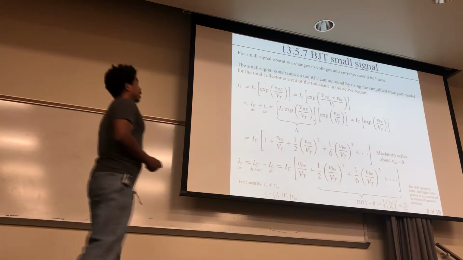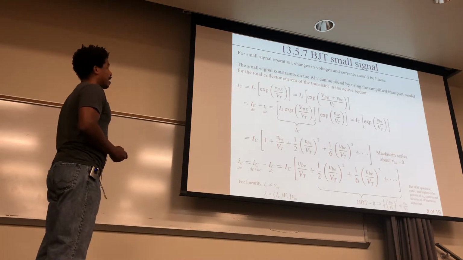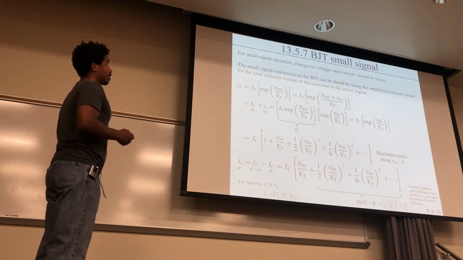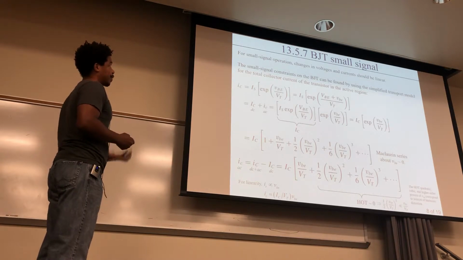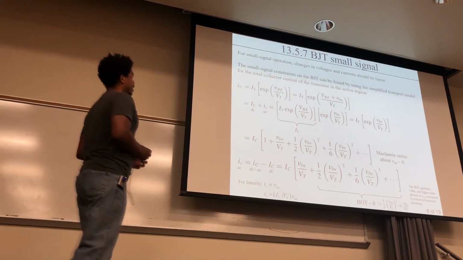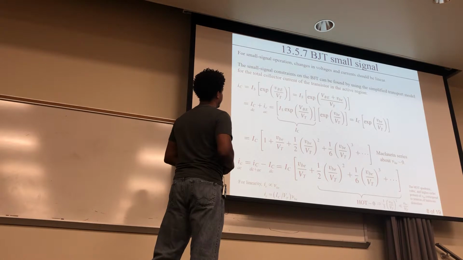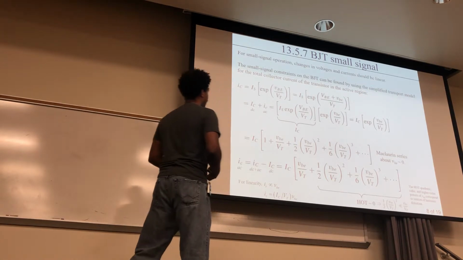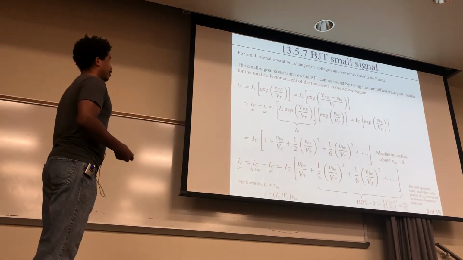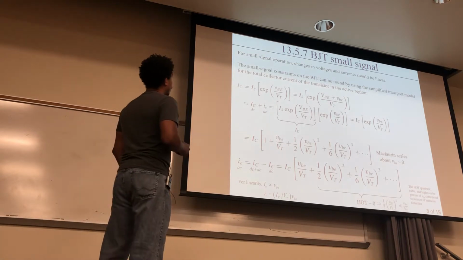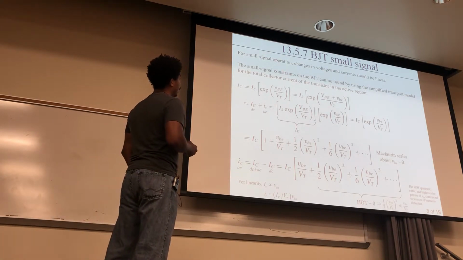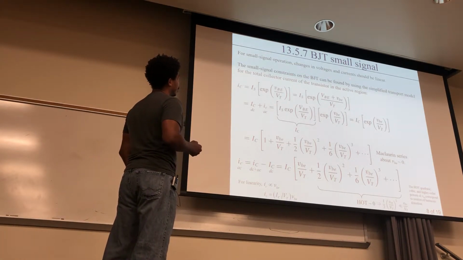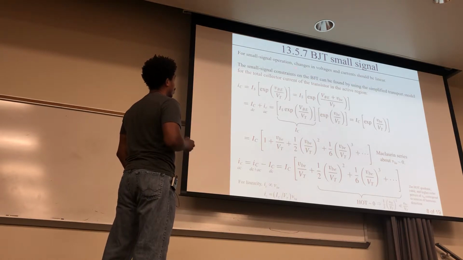Okay, so let's look at what it means to have a small signal. How small is small? We'll define that by doing another sort of Taylor expansion and then linearizing to find out what the limits are. So for small signal operation, changes in voltage and current should be linear. And that's for a small signal.